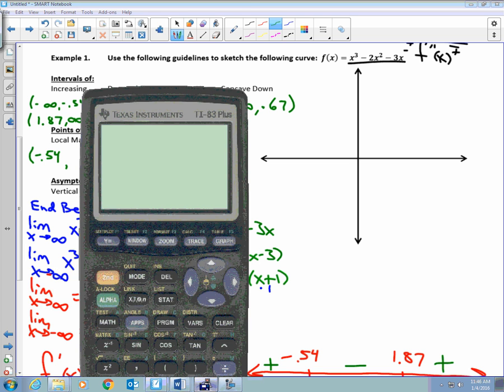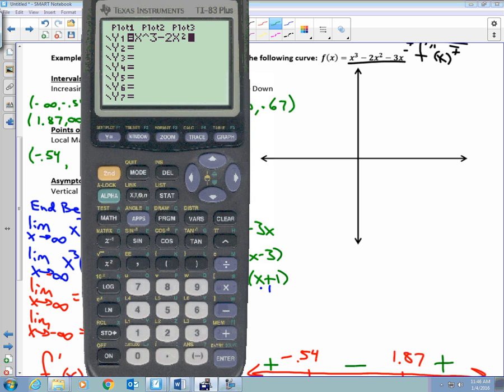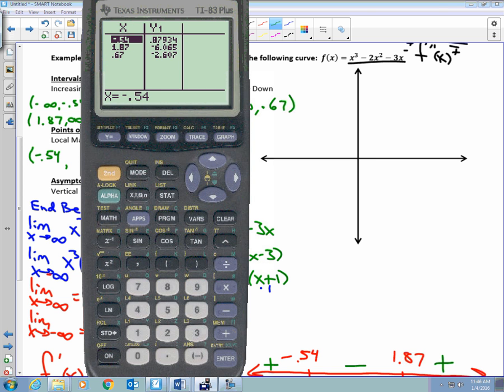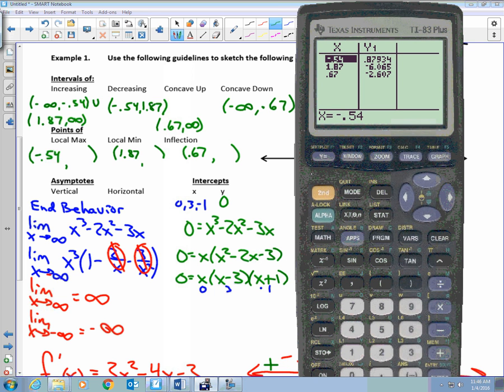So I'm going to take my calculator and go to the original function, which is x to the third minus 2x squared minus 3x. As I type in negative 0.54, I get 0.88. 1.87, I get negative 6.07. And 0.67, I get negative 2.61.